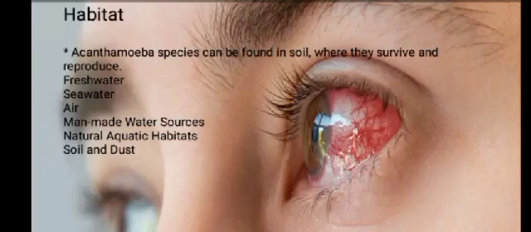Man-made water sources: they are commonly present in man-made water sources such as swimming pools, hot tubs, and water storage tanks. Natural aquatic habitats: Acanthamoeba are frequently found in natural aquatic habitats where they play a role in the ecosystem as microbial consumers. Soil and dust: additionally, Acanthamoeba can be isolated from soil and dust samples, particularly in environments where organic matter is present.